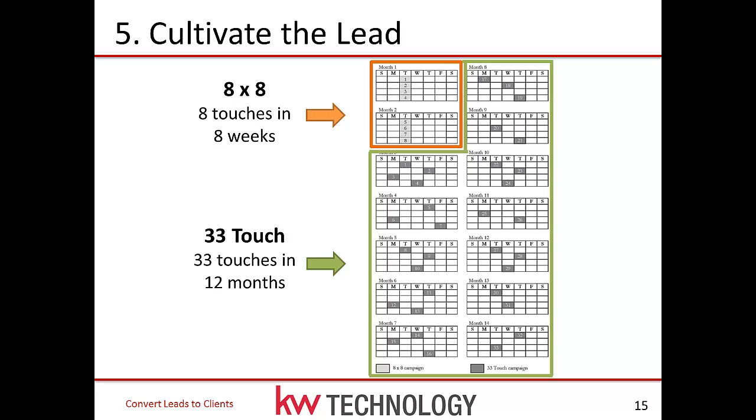A 33 touch is for people who have just finished your 8x8 so you can continue to cultivate the relationship, and people who are in your sphere that you don't want to lose touch with, especially your past clients. Did you know that 78% of buyers and sellers said that they would work with their agent again and refer them, but only 11% do? Well, that's because they didn't follow up. By putting your contacts on an 8x8 campaign and then immediately following it with a 33 touch, you'll be reminding them of your value. You'll be sending them relevant and useful information 41 times in 14 months. This is how you'll stay top of mind.